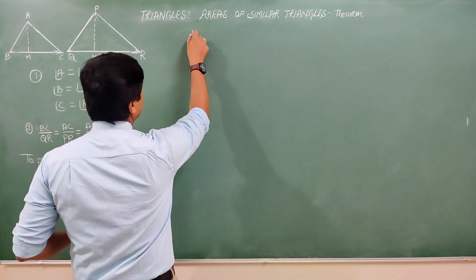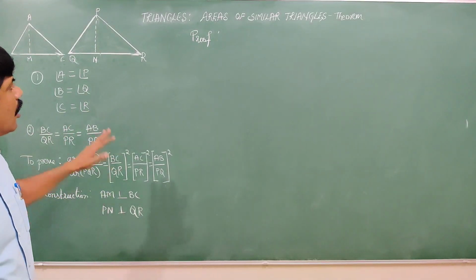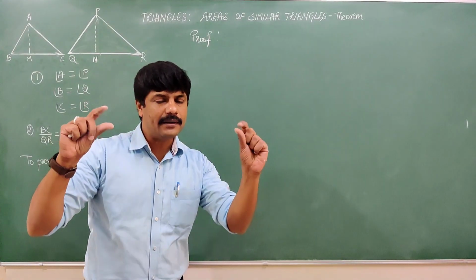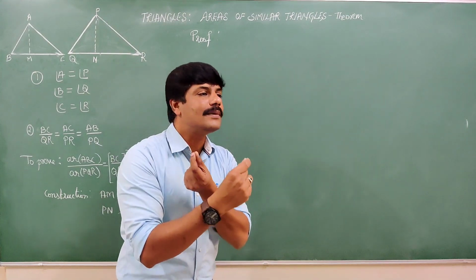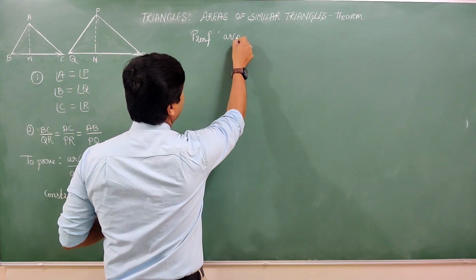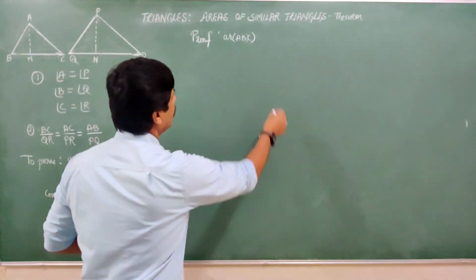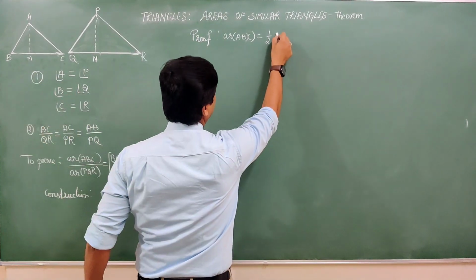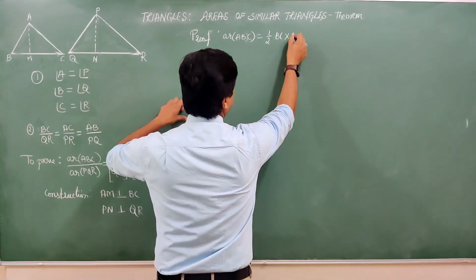Okay, now we will start the proof to prove this theorem. What is the proof? What is the area here? When you go for the statement, it is said that the ratio of areas of two similar triangles. Area of ABC. What is area of ABC? Half into what is base? BC into what is height? Just now we have constructed AM.